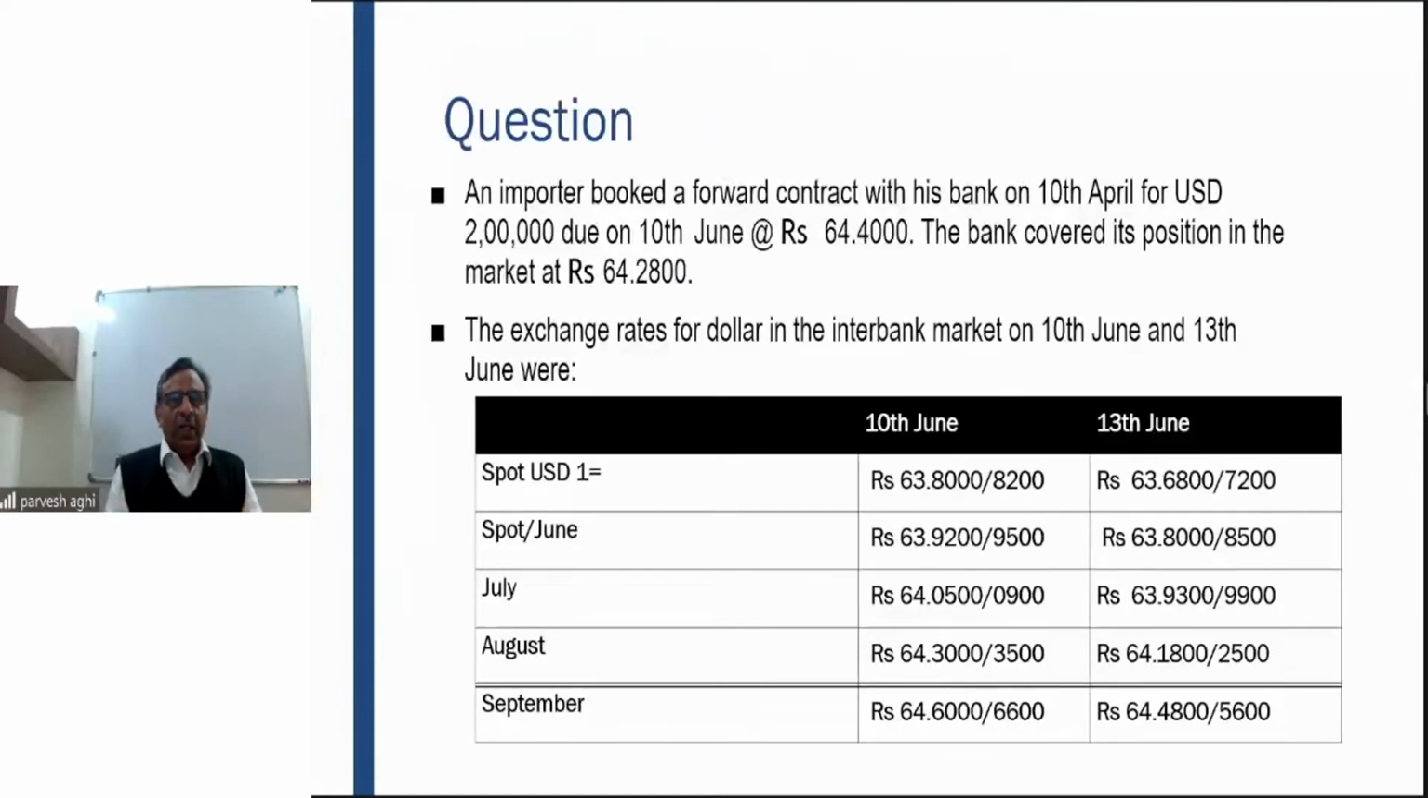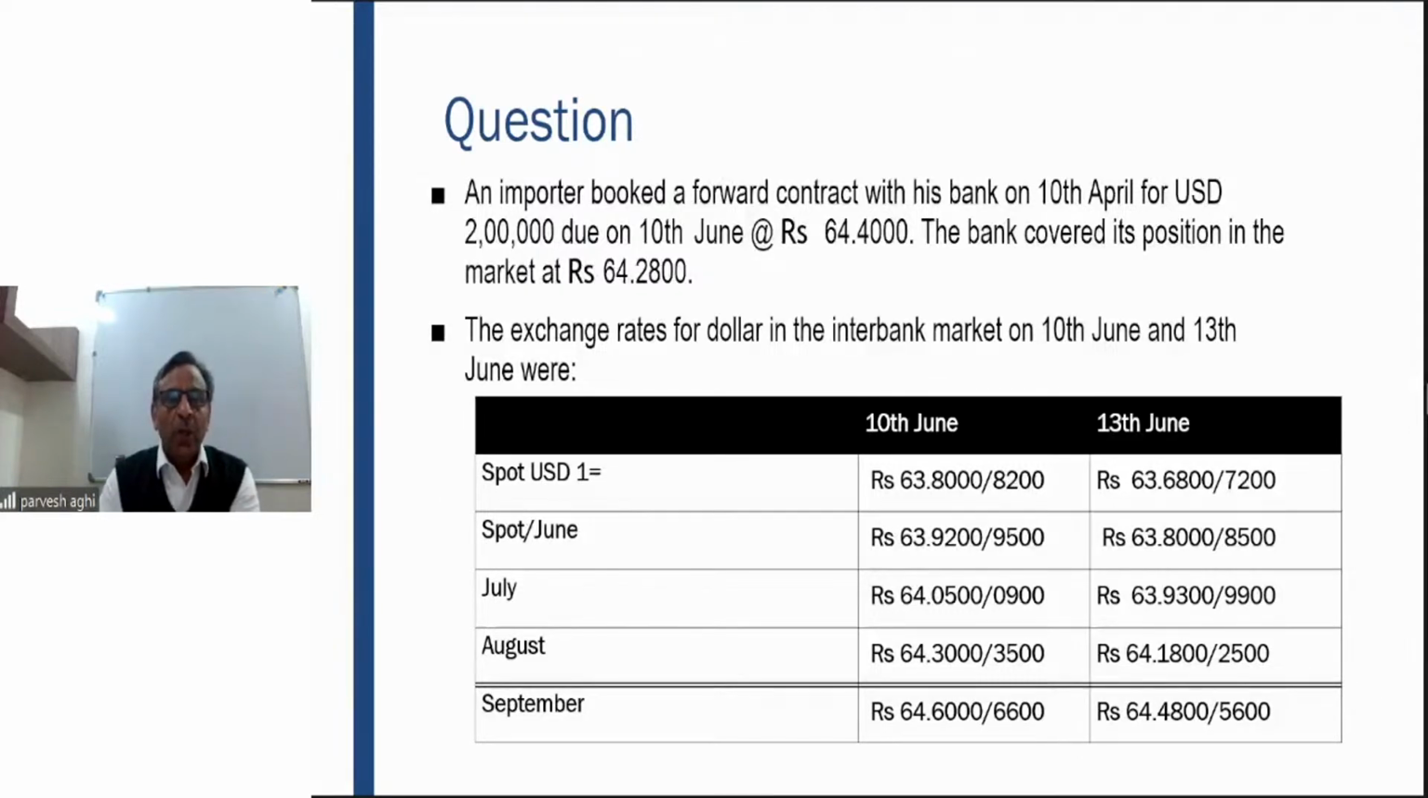So here, let's start again and just summarize. So what happens? You are an importer. On 10th of April, you went to the bank and you have to make a payment of $2 lakh. When? On 10th of June.